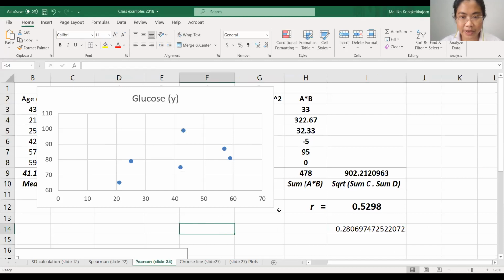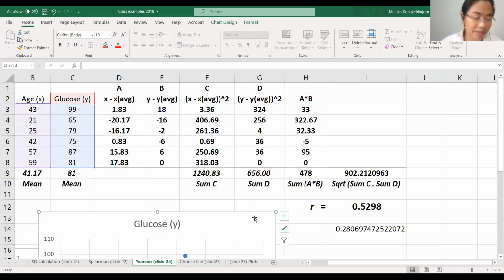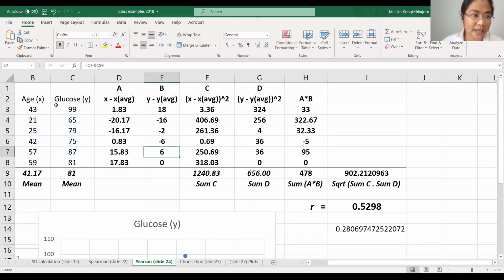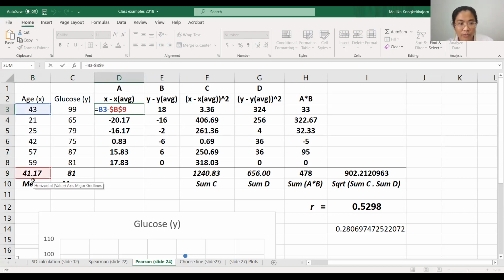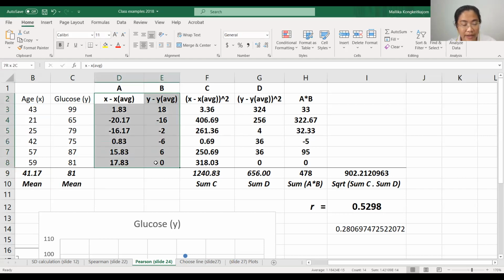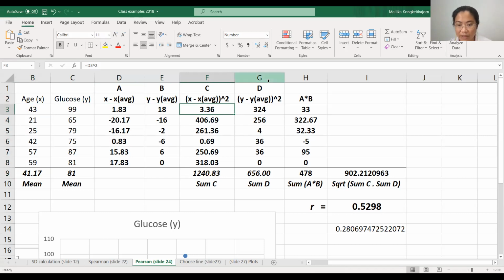This is the Pearson coefficient in the example that I'm giving you right now. Basically you have age and you have the blood glucose level, and like I told you, the first thing is to find the mean, right? Then you subtract each individual x and y with its respective mean. Then you have each x minus the x average and each y minus the y average. Then for each value you just follow the formula and do the calculation.